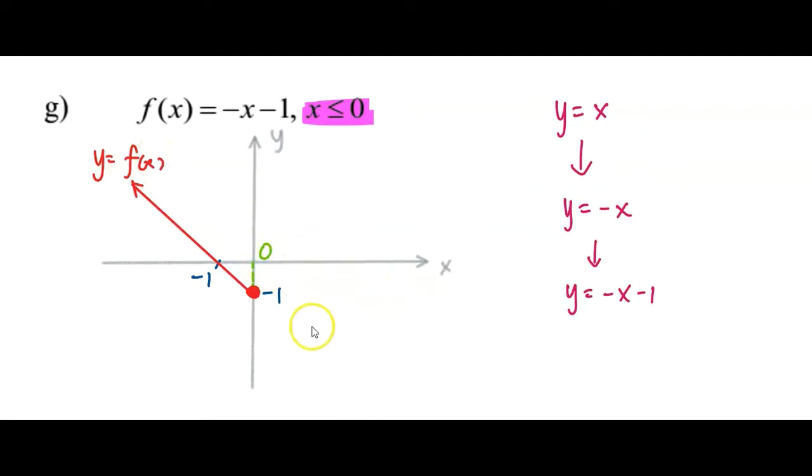Now we want to get the domain. For the domain, find the point which is closest to the left. This is the point closest to the left. Okay, and since this is going to the left indefinitely, we use negative infinity to represent the x value. And the point which is closest to the right, this is the point which is closest to the right.